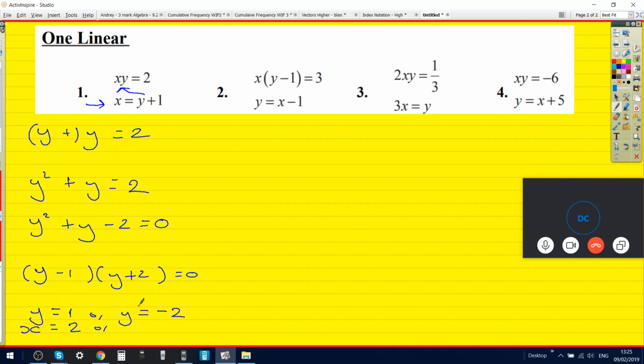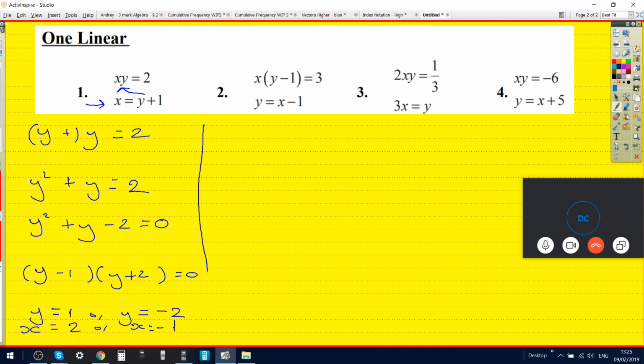And then for the second one, x times minus 2 equals 2, so x equals minus 1. That's it. And those are your two solutions.